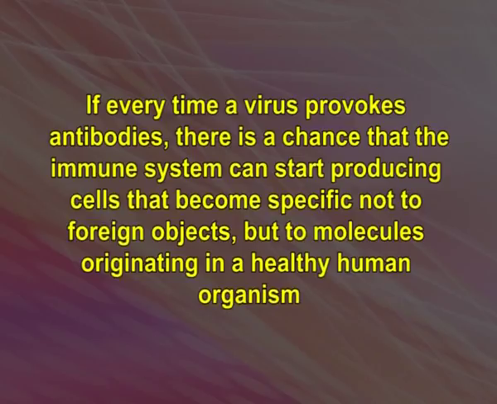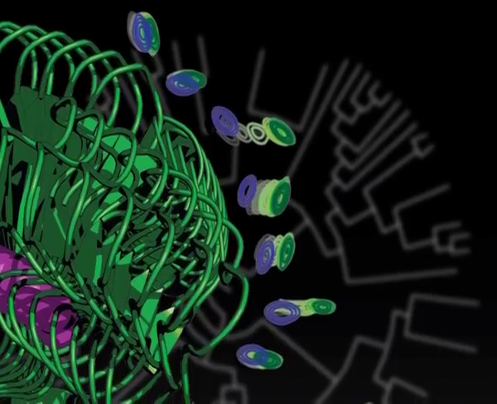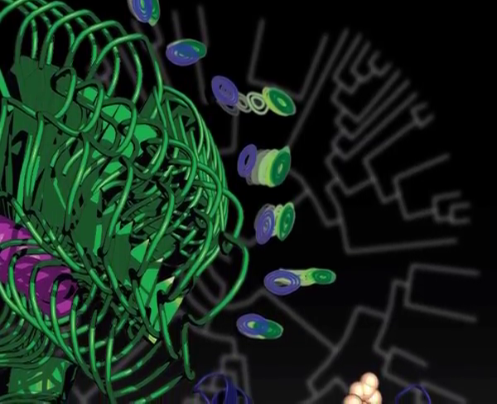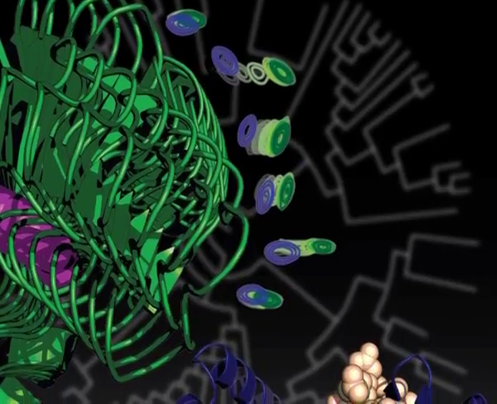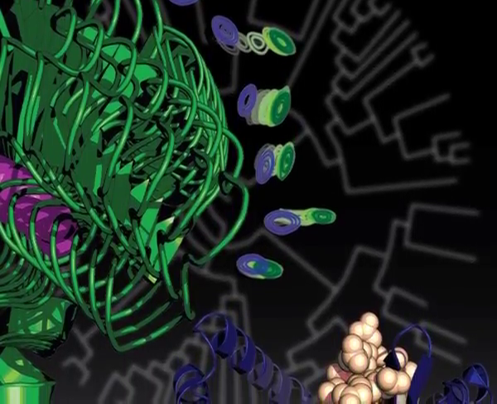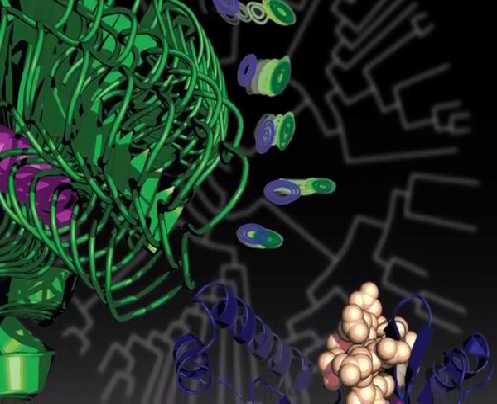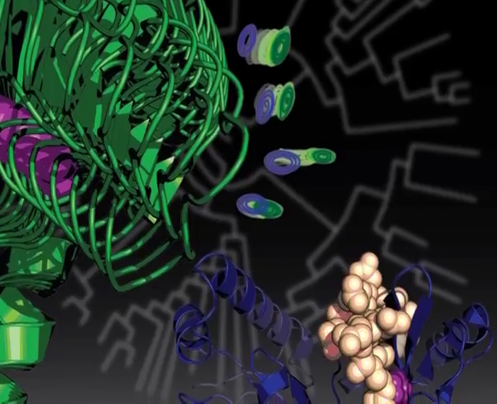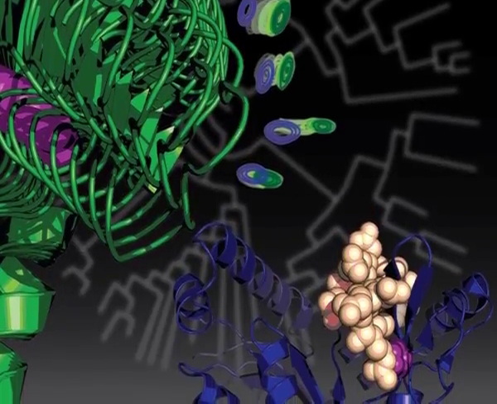The two systems of immunity, humoral and cell-mediated, can be viewed as a fail-safe mechanism. Every time a virus provokes antibodies, there is a chance that the immune system can start producing cells that become specific not to foreign objects but to molecules originating in a healthy human organism. This possible random mutation, which potentially causes disease, known in biology and medicine as autoimmunity, is the reason for the fail-safe mechanism which is provided by the division into the humoral immune system and the cell-mediated immune system.